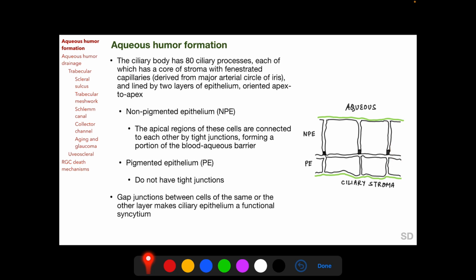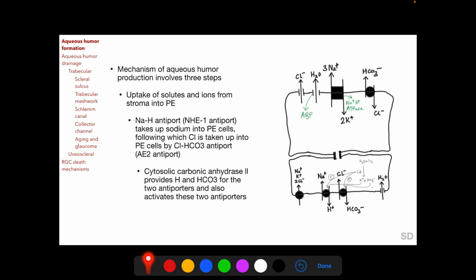The apical regions of the cells of the non-pigmented epithelium have tight junctions, which are not present between the cells of the pigment epithelial layer. However, gap junctions are present between cells of the two layers as well as between cells of the same layer, and this makes the ciliary epithelium a functional syncytium.